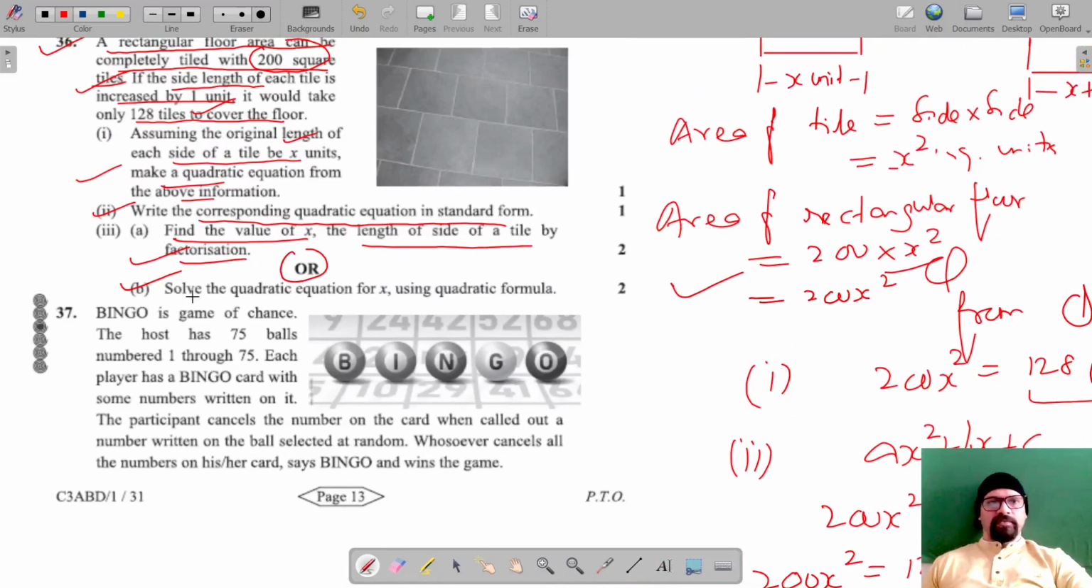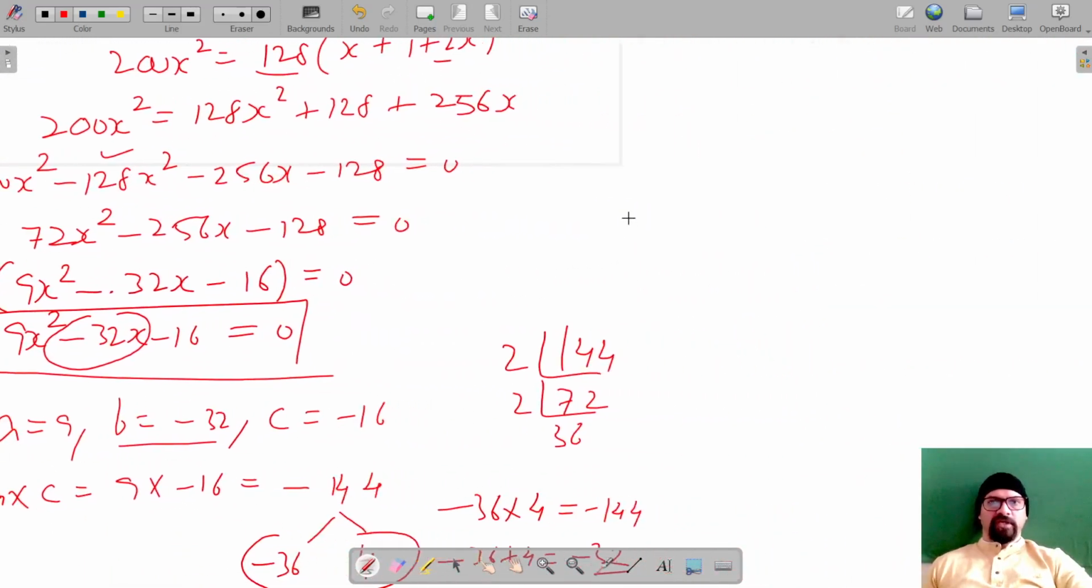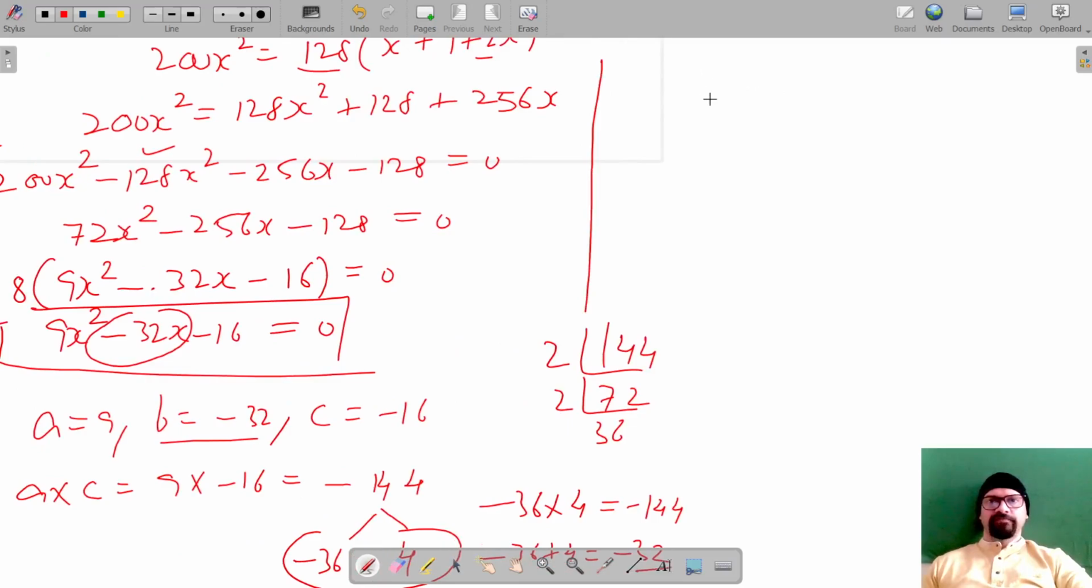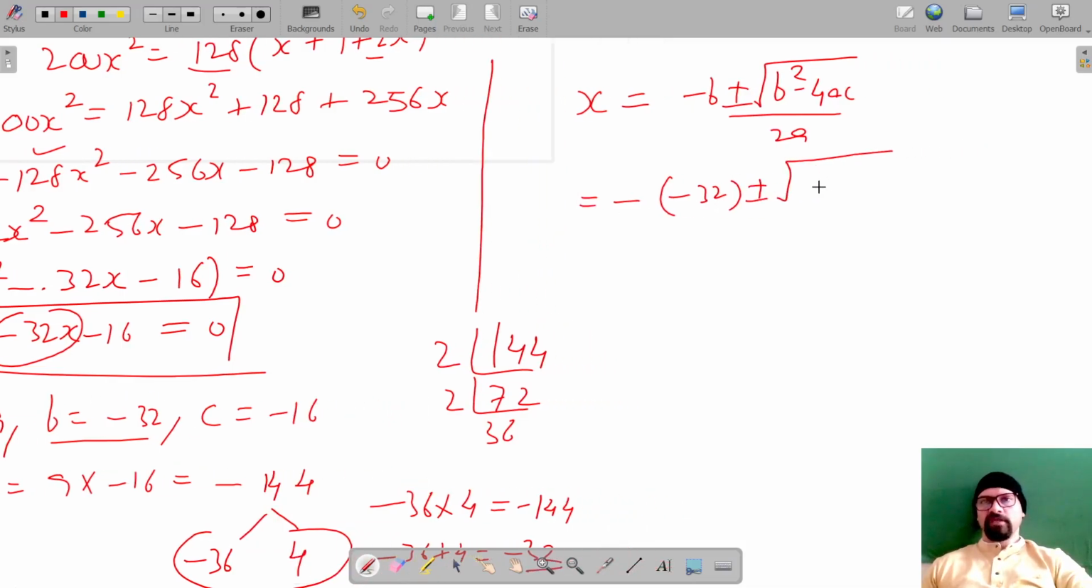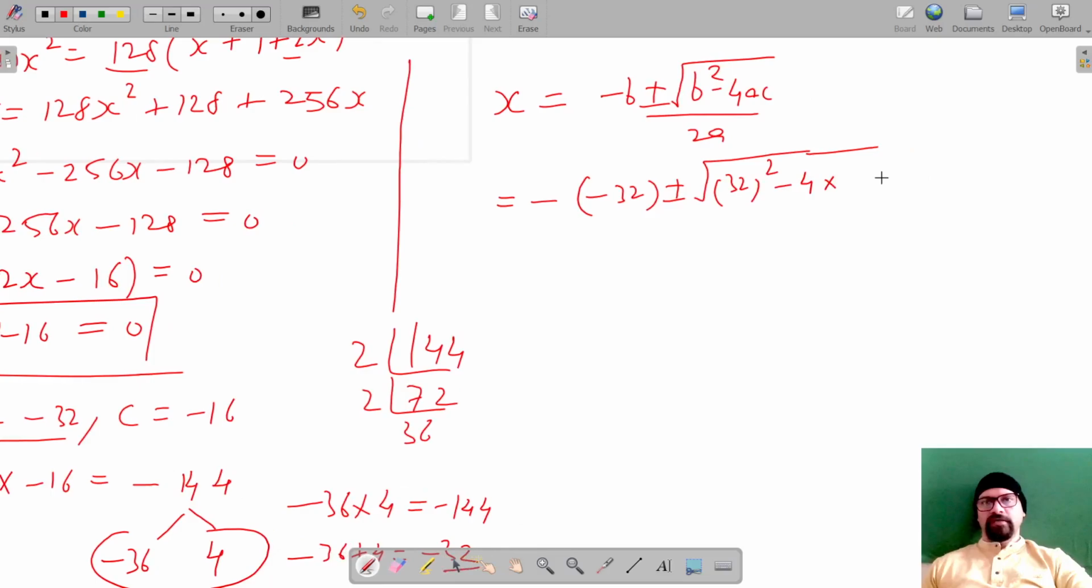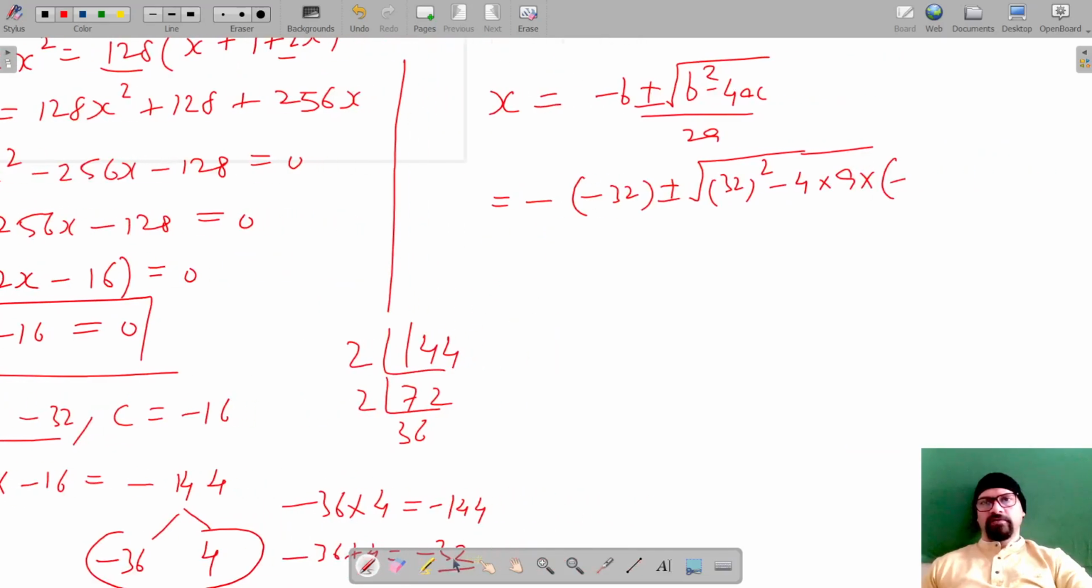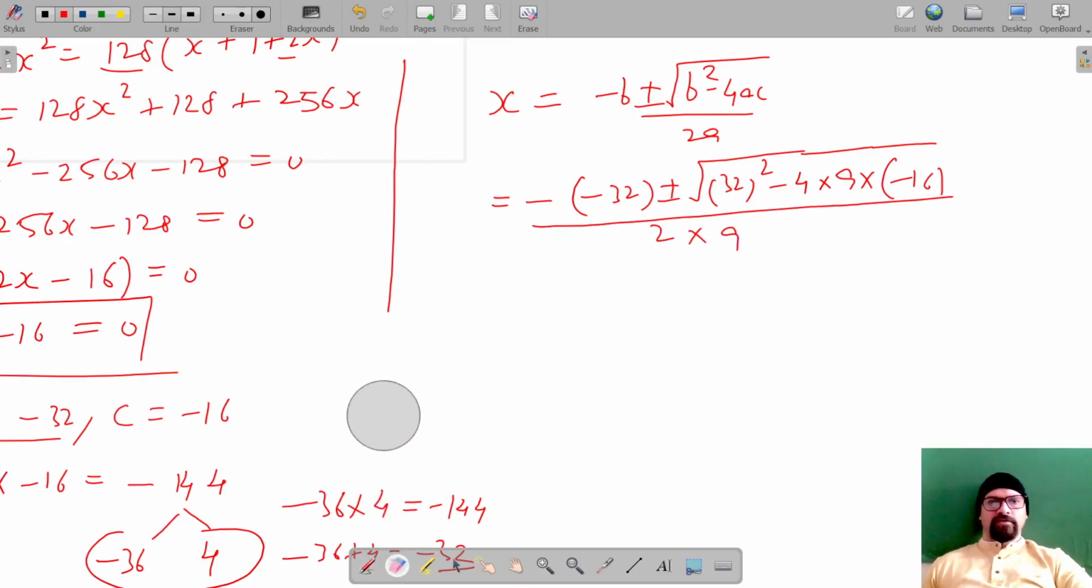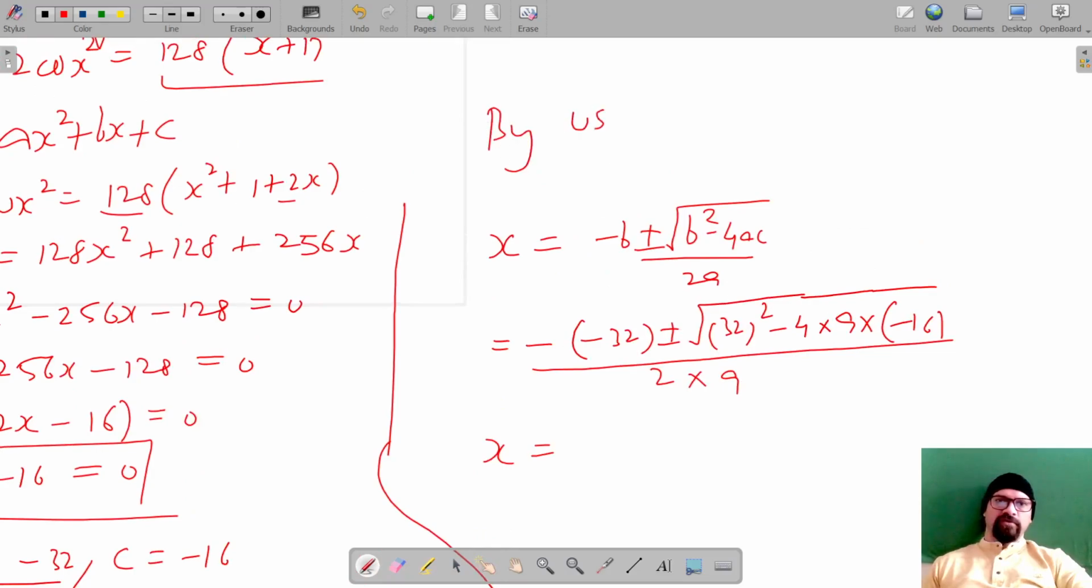And we are going to solve the OR section, which says to solve the quadratic equation for x using the quadratic formula. So this is our quadratic equation, and by the quadratic formula, x is equal to minus b plus minus root of b square minus 4ac by 2a. Let's put in the values. Minus of b is minus of minus 32 plus minus root of b square, that is 32 square minus 4 into a, which is 9, and c is minus 16, upon 2 into a. So this is by using the quadratic formula.